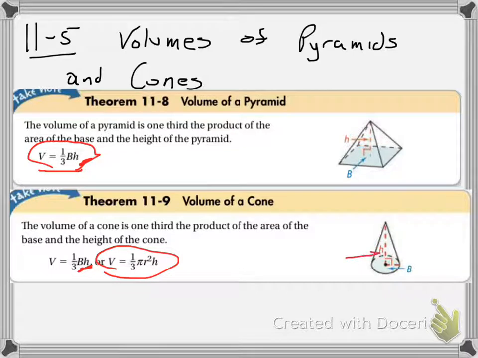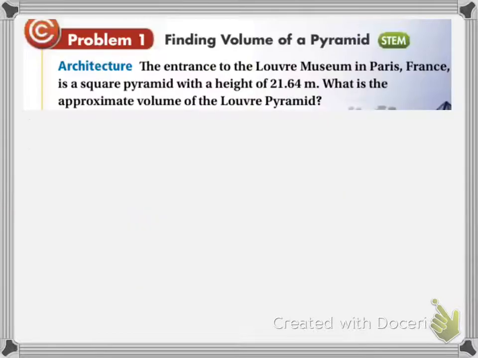Again, look at the height of the cone is in the center, and the height of the pyramid is in the center too. But make sure you understand that when you're doing this, you got to multiply it by a third. But the formula still stays the same. Area of the base times the height.